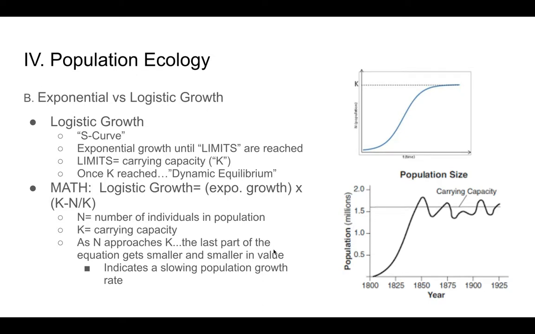This last bullet just popped up here indicates a slowing population growth rate as N approaches K.